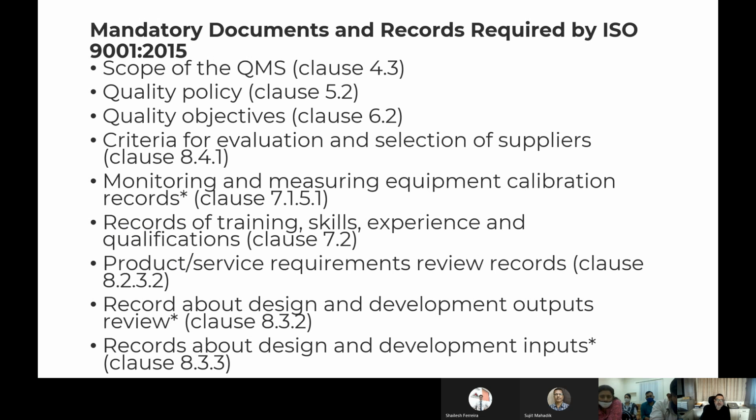Now, these are the mandatory documents and records required by ISO 9001:2015. I'm just going to read out a list to you. A scope of the quality management system, clause 4.3; quality policy, clause 5.2; quality objectives, clause 6.2; criteria for evaluation and selection of your suppliers, clause 8.4.1; monitoring and measuring equipment calibration records, clause 7.1.5.1; records of training, skills, experience, and qualifications, clause 7.2; product and service requirement review records, clause 8.2.3.2; records about design and development outputs review. You are not into design and development, so we will skip this.